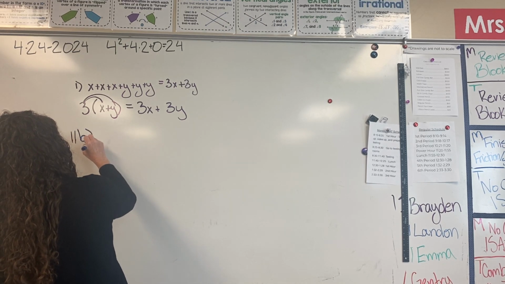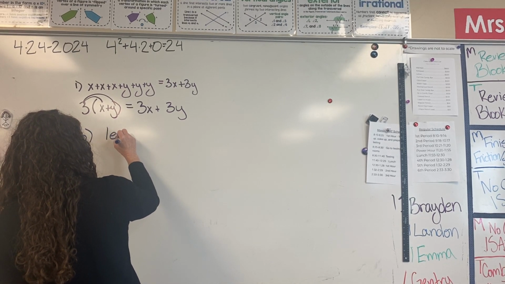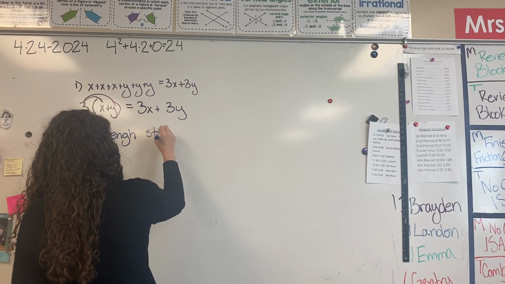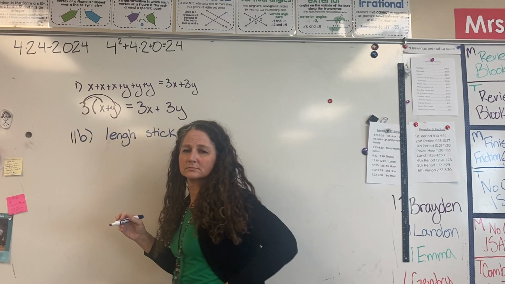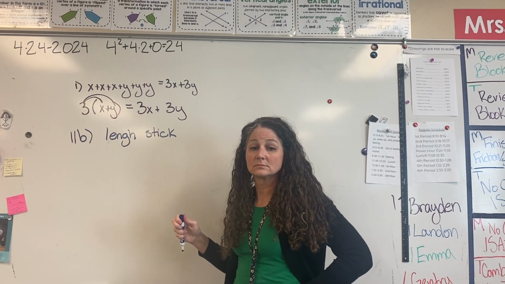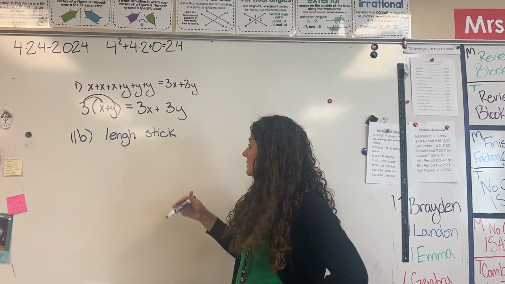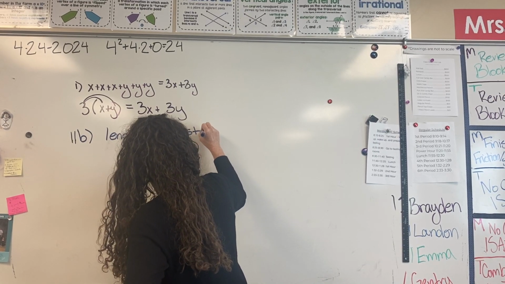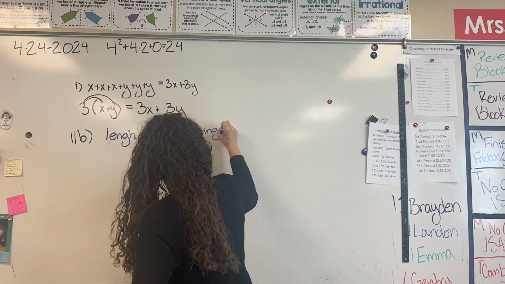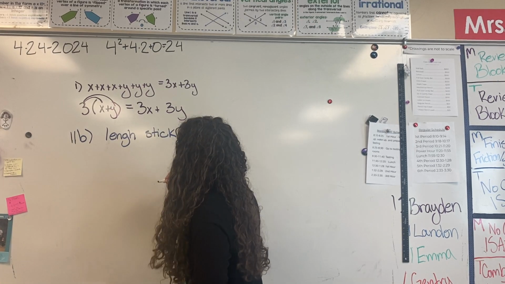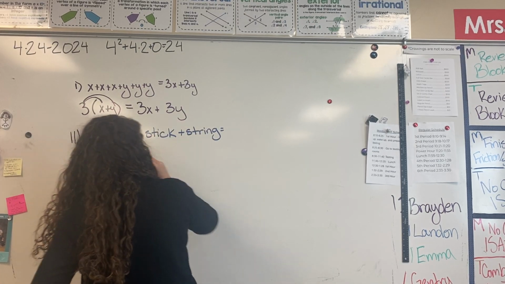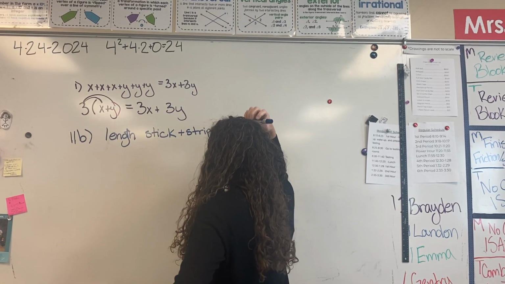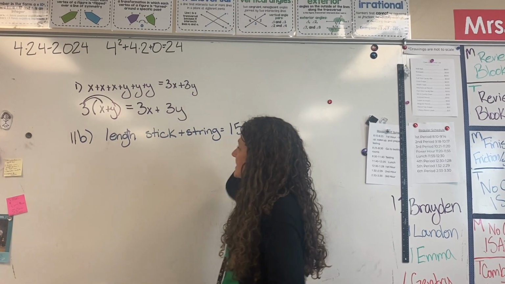The total length of a string and a stick is 15 meters long. Length of the stick and the string. Mrs. Barlow, you spelled length wrong. You forgot a T. Yes, I did. I'm on the board. Okay. It's 15 meters. So the length of the stick and the string is 15 meters.